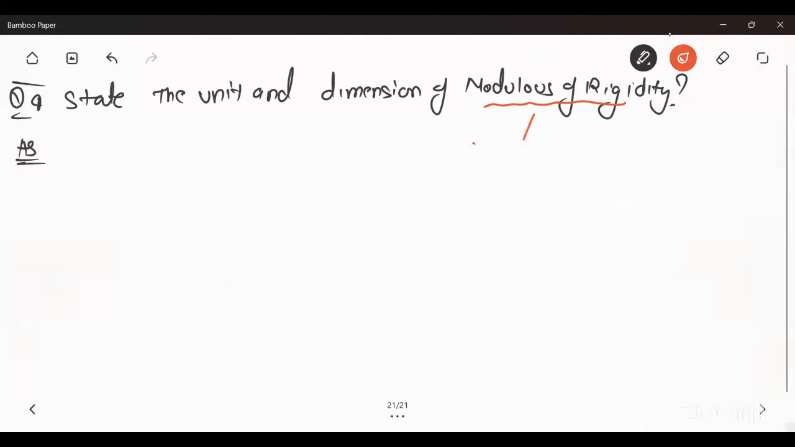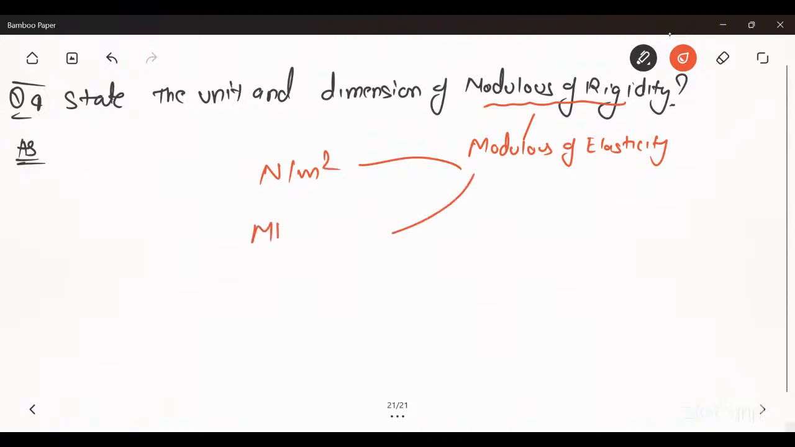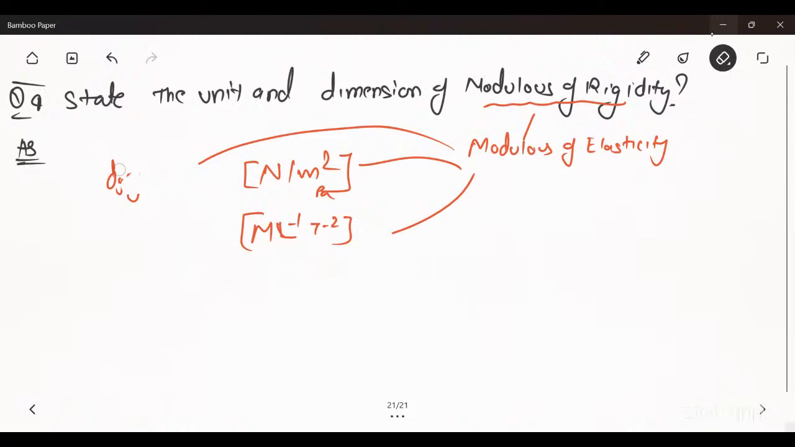Modulus of rigidity is also a modulus of elasticity, and I have said in the previous slide that all moduli of elasticity have the same unit and the same dimension. That means it also has Newton per meter square, and the dimensional formula is M L minus 1 T minus 2. Its unit is Newton per meter square or Pascal, or in CGS the unit is known as dyne per centimeter square.